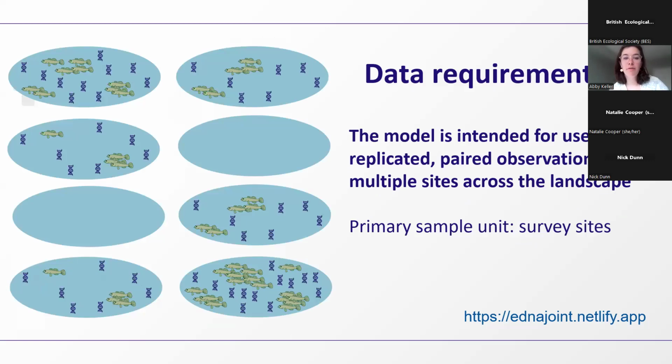So the model is intended for use with replicated paired eDNA and traditional observations at multiple sites across the landscape. Your primary sample units are your sites. Ideally, you've collected data from sites with a range of species densities, including sites where the species is absent or at very low density, so you can get a sense of the lower limit of detection.